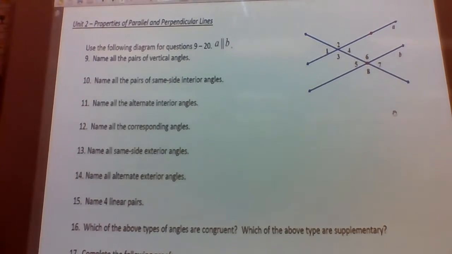Ate some Cheez-Its, so I'm powered up. I'm ready to go for part 2 of the study guide that you guys got before break. So this is going to be the sections on Unit 2 and Unit 3.